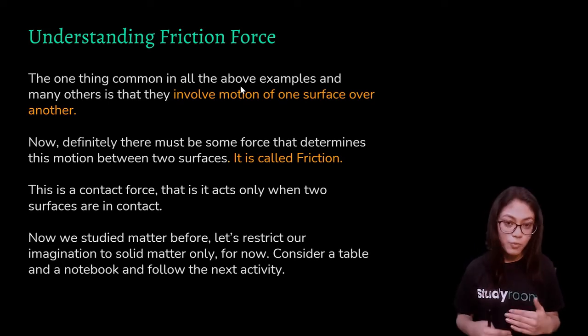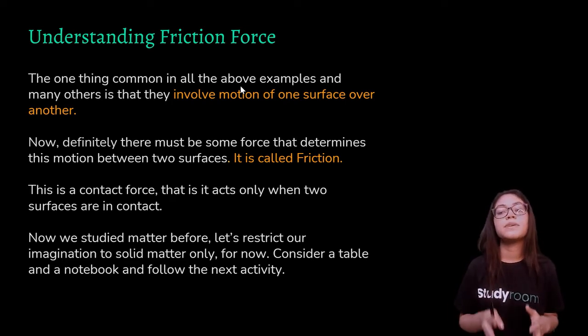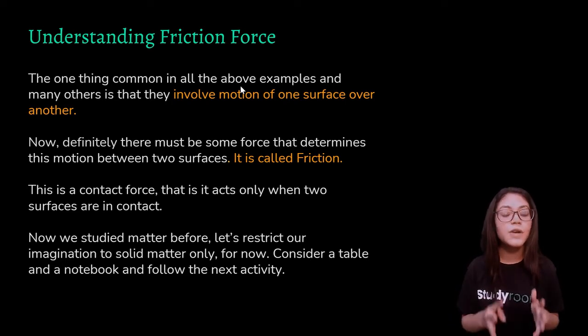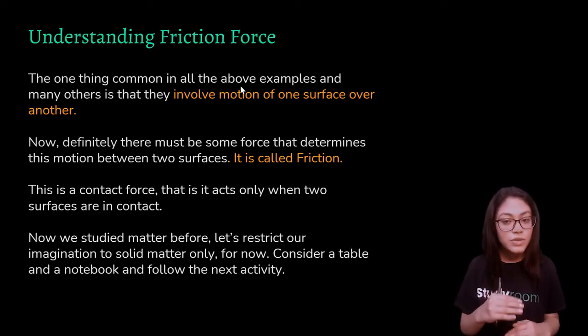As we saw in the example of the ball, as we roll the ball on the surface, the ball was in contact with the surface. There were two surfaces involved. Now, definitely, there must be some force acting that determines this motion of the ball between the two surfaces, like the ball and the ground surface, and that force is called friction. Now, this friction is a contact force. That is, it acts when there is interaction between two surfaces, that is, when the two surfaces are in contact with one another.